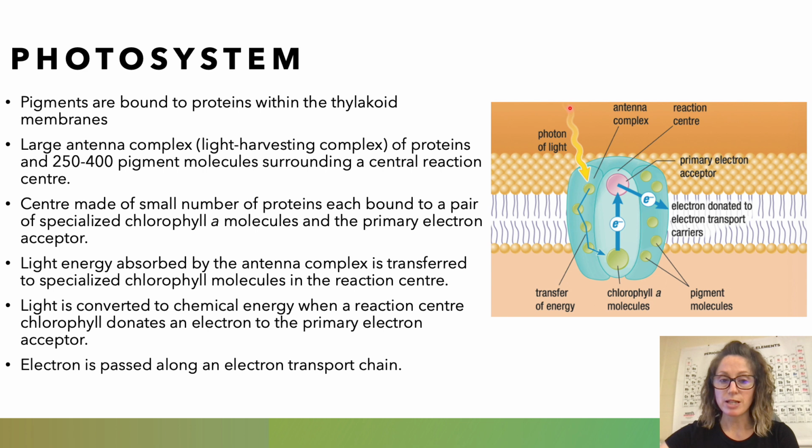Light energy that's absorbed from the sun by this antenna complex ends up getting transferred. So we see a movement of energy, and it ultimately ends up at this special chlorophyll A molecule. Light is converted to chemical energy when this reaction center chlorophyll donates an electron to this primary electron acceptor. This electron gets passed along an electron transport chain.